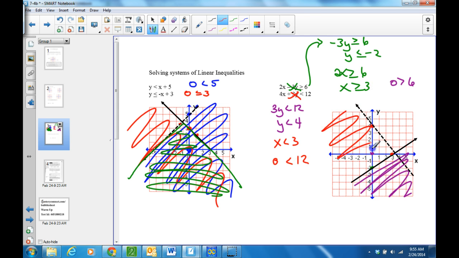So I am going to shade this area. Where the purple and the red are together, that is your solution set for this set of equations. Anybody have any questions for me on that one?